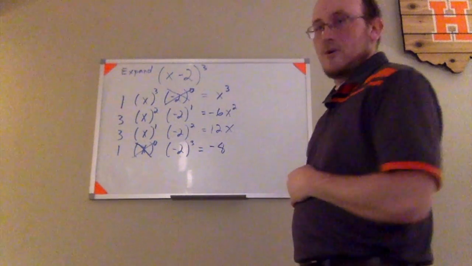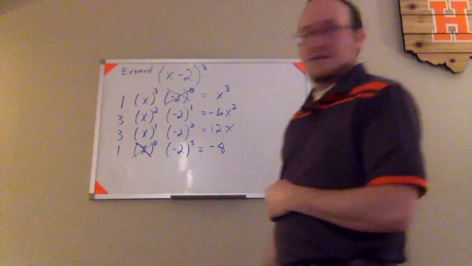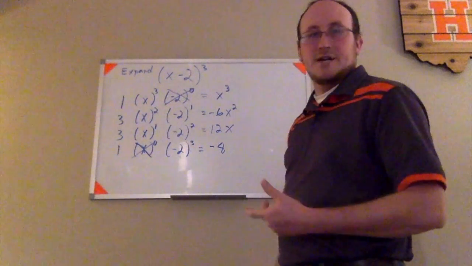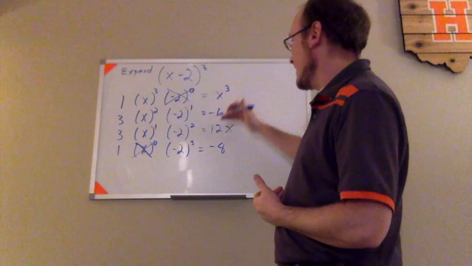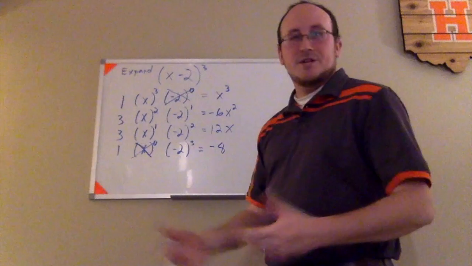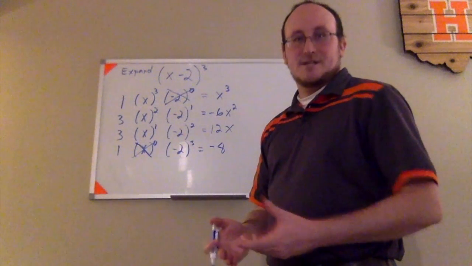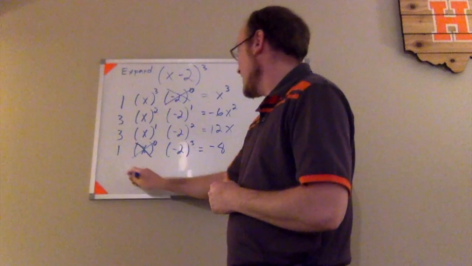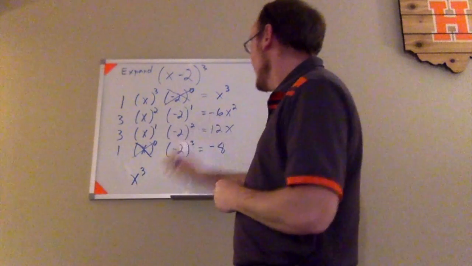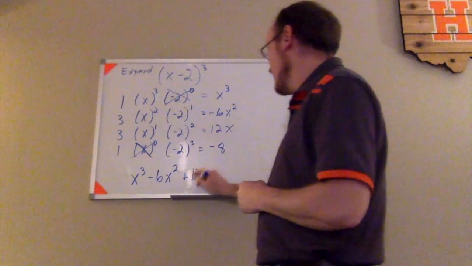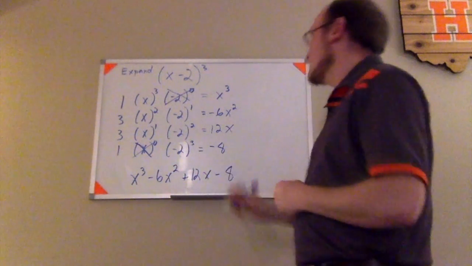And then you have your terms here. Just a quick spot to double check: if this is a minus sign here, your terms should be alternating signs. I'm seeing positive, negative, so I'm seeing that alternating sign pattern. If you don't see that, you've probably made a sign mistake somewhere, so that's a good way to catch it. Finally, writing the expanded polynomial, I have x to the third, minus 6x squared plus 12x minus 8.